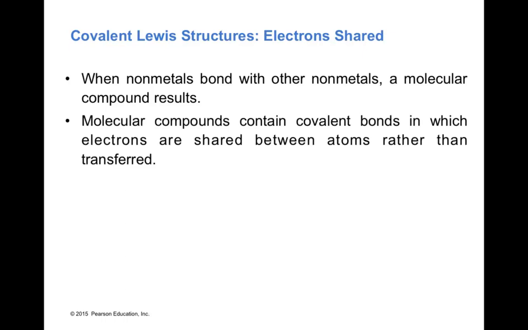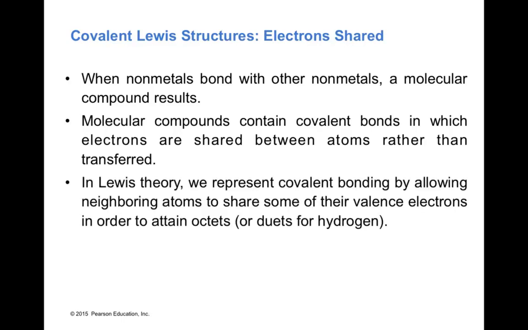Molecular compounds contain covalent bonds in which electrons are shared between atoms rather than transferred. So that's a really big difference between the ionic compounds and the covalent compounds. In the Lewis theory, we represent covalent bonding by allowing neighboring atoms to share some of their valence electrons in order to attain octets, or duets for hydrogen. In the case of hydrogen, you're not going to have an octet, you're going to have a duet.